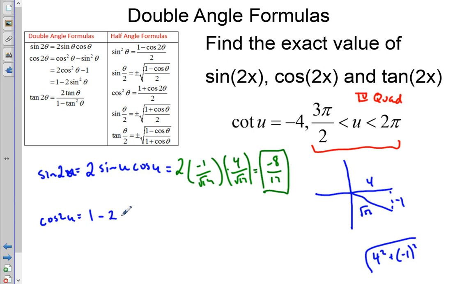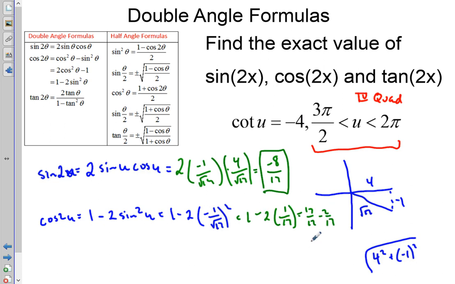1 minus 2 times sine squared, because it doesn't matter what you pick. I'm going to take 1 minus 2 sine, where sine is going to be -1 over the square root of 17, squared. And so now what do we have left? That's going to be 1 minus 2 times 1/17. It's going to be 17 over 17 minus 2 over 17, which is going to give us 15/17 as our answer for that.